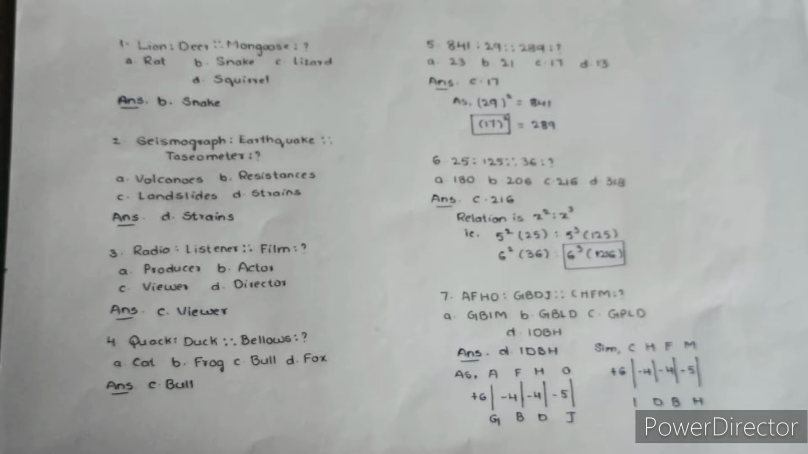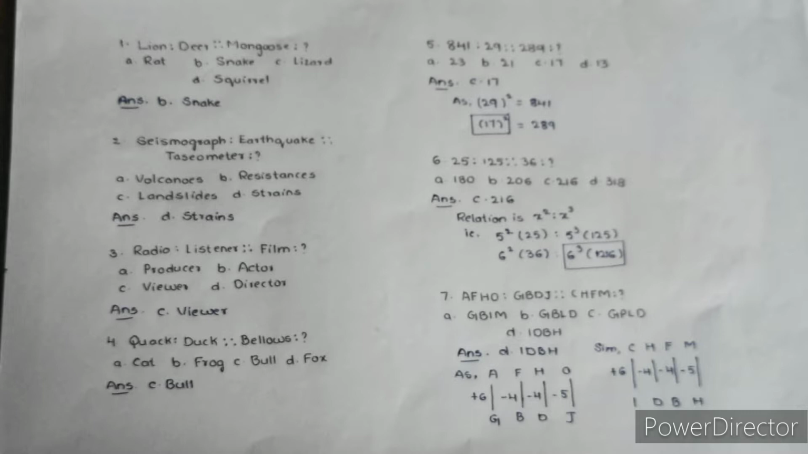And the third one is radio is to listener. Similarly, film is for what? The options are producer, actor, viewer, and director. So, radio is heard by a man or a woman. When radio is heard, the person who is hearing the radio is considered as listener. Similarly, film is watched by a person. So, the person who is watching the film will be considered as a viewer. So, the option is C, viewer.